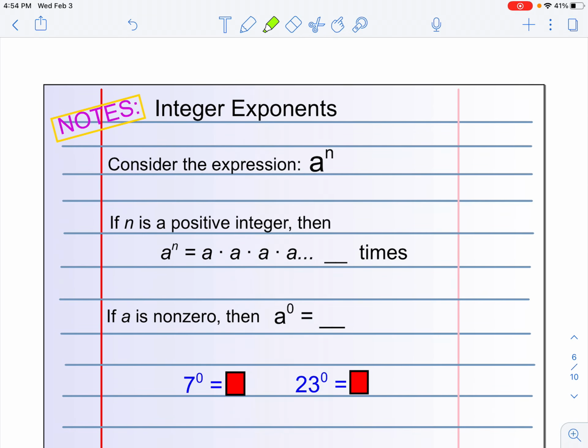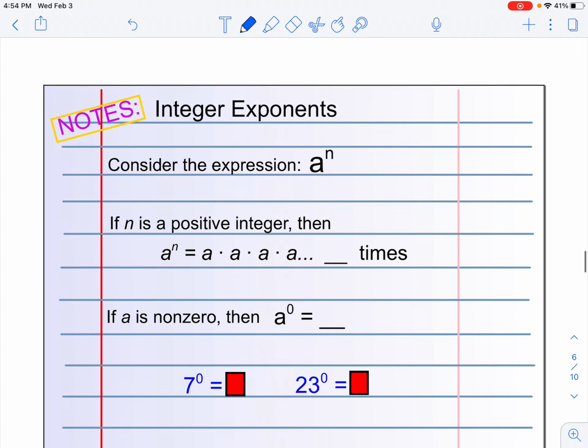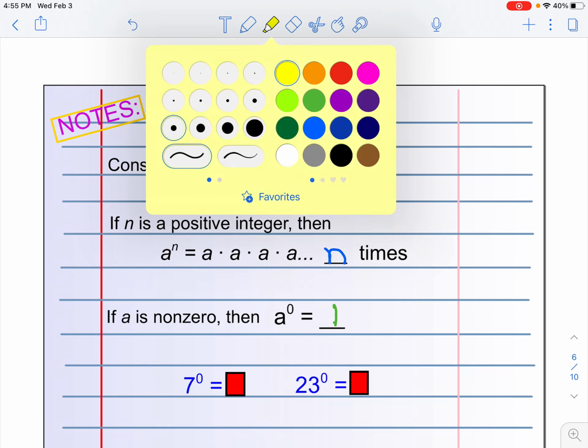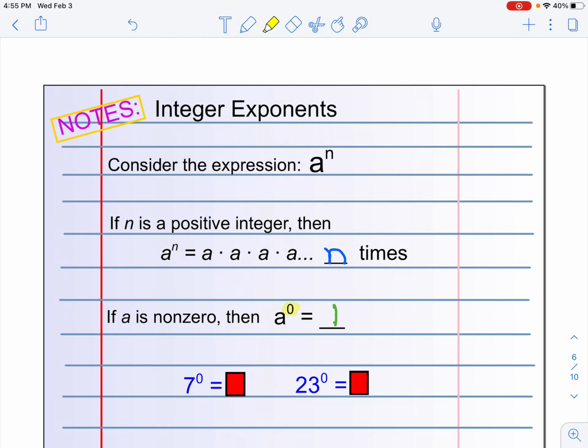So, if we consider the expression a to the n power, if n is a positive integer, then that means a multiplied n times. If a is non-zero, then in other words, 0 to the 0 power, what is that? That's just 0. But a to the 0 power, if a is anything other than 0, then anything to the 0 power is 1. And again, anything to the 0 power, any expression, any number, any letter raised to the 0 power will always be 1.